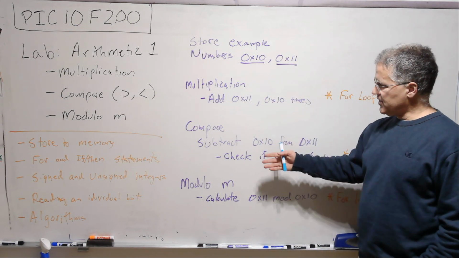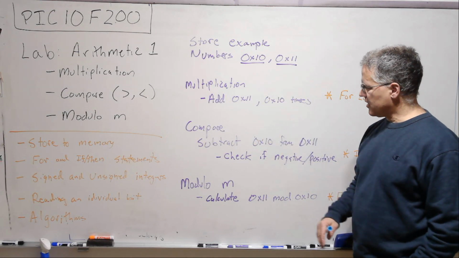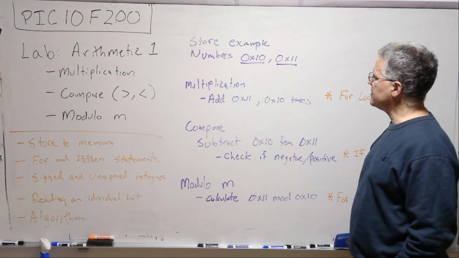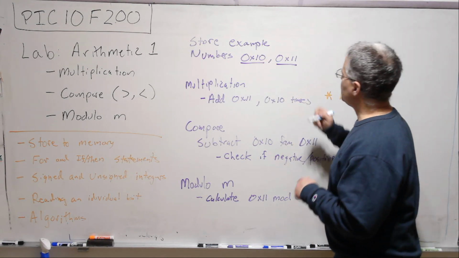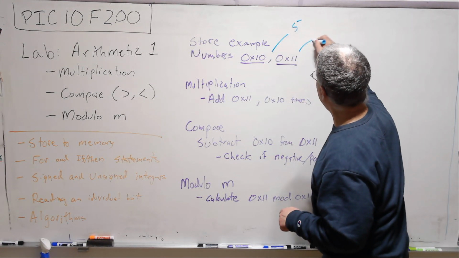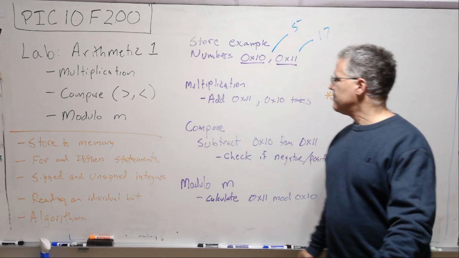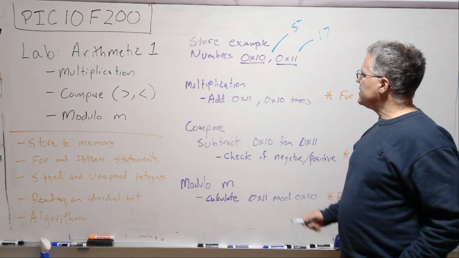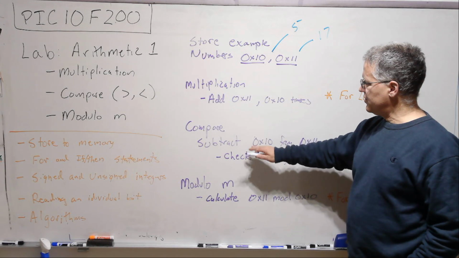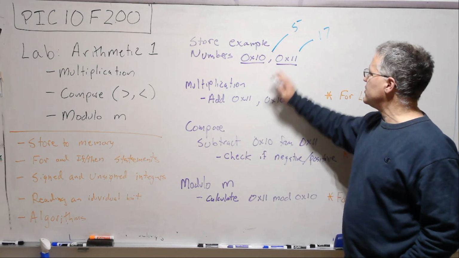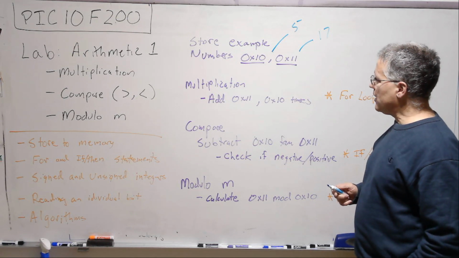All right, so the program is a collection of these ideas: the multiplication, the comparison, and modulo m. We're going to store two numbers. The example we'll start with is a 5, this is decimal, and 17, just as some practice numbers. We'll use these throughout. And then to show some different things down in comparison and modulo, we'll switch these numbers and maybe use a different number as well.